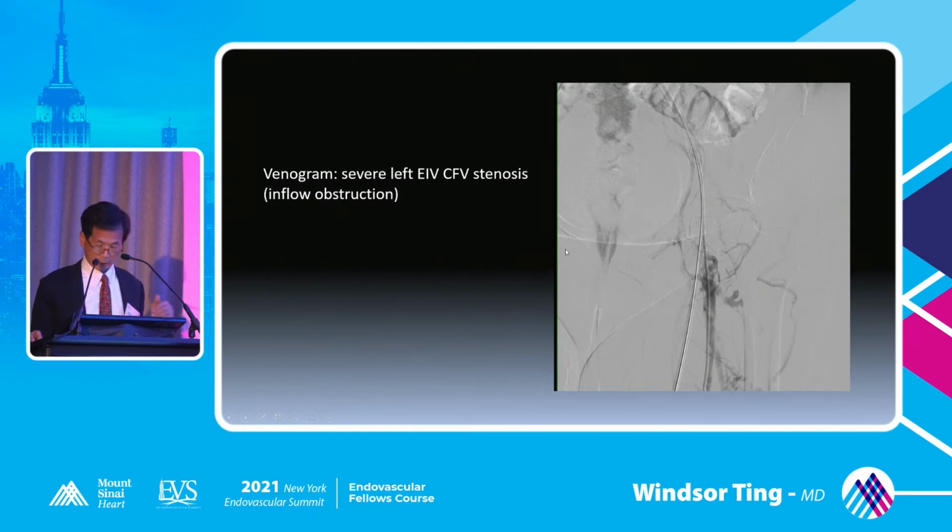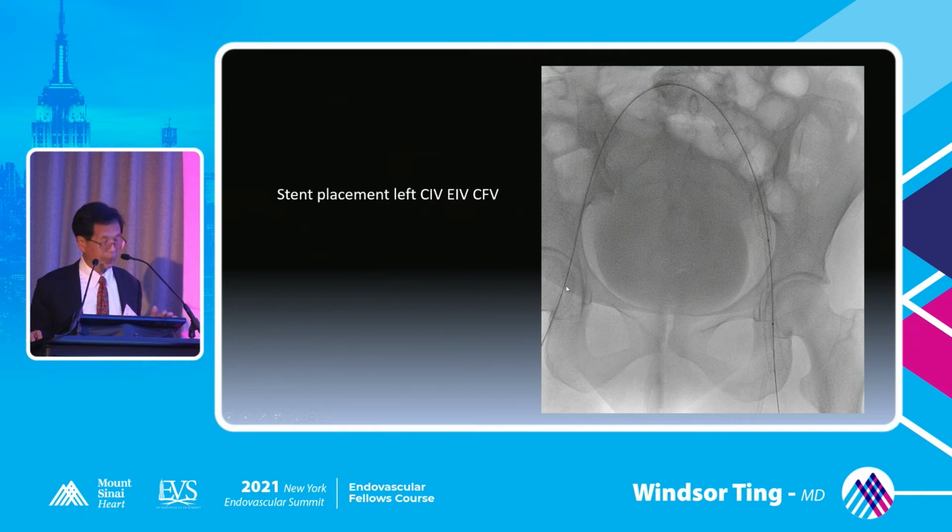And here, in the same patient, I did a venogram from below, and I can see there was severe stenosis in the common femoral vein and the external iliac vein. I felt in this case, I must put a stent in there to have a reasonable chance of success from the thrombectomy procedure. So I went up and over, and I placed a stent in the common femoral vein, external iliac vein, and the common iliac vein. You can see it right there.